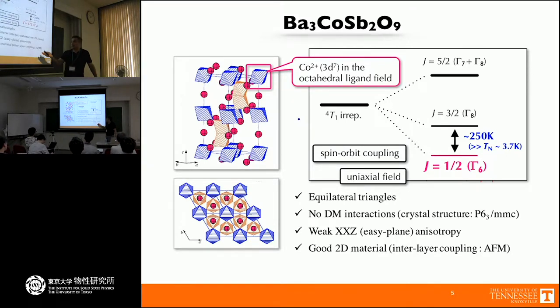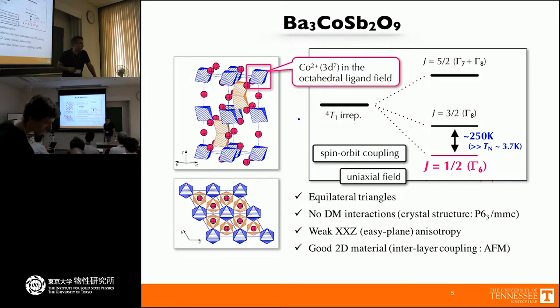And what is nice about this material is that the triangular lattice formed by these cobalt ions is equilateral, right? So unlike cesium copper chloride or some other materials that were discussed yesterday by Professor Hiroi, here the system is really two-dimensional. You don't have this dimensional reduction that can effectively produce quasi-one-dimensional physics. Here you really have a two-dimensional system. There are no DM interactions, which is guaranteed by the crystal structure, so that's another nice aspect of this material. There is only a weak easy-plane anisotropy. We'll see that in a moment.